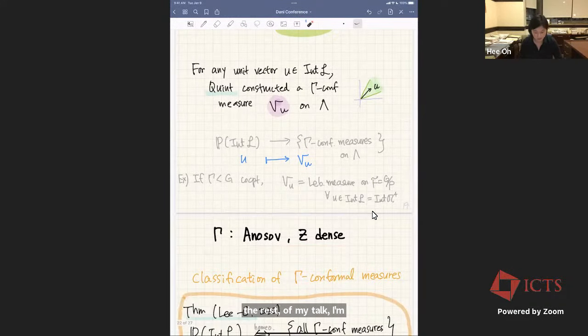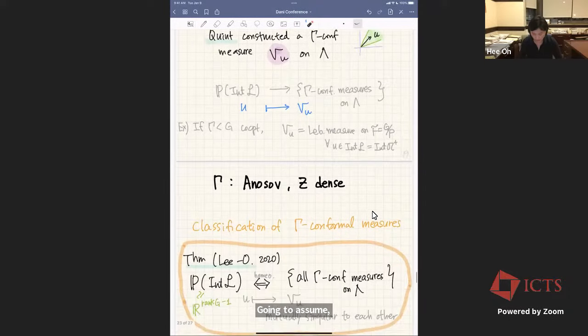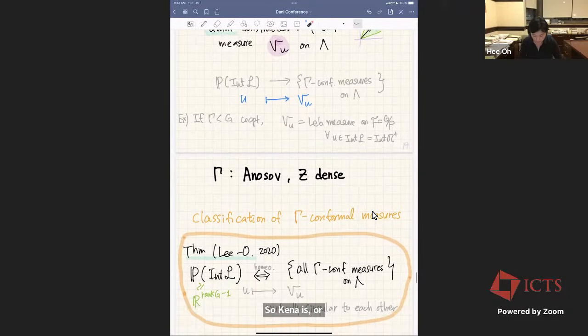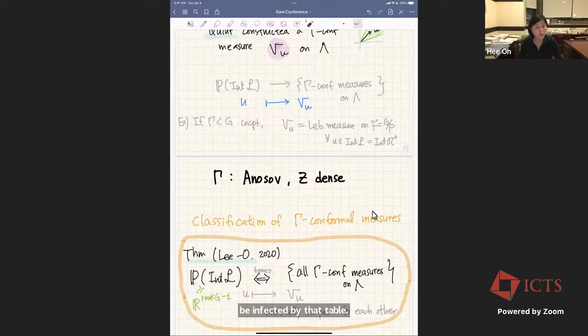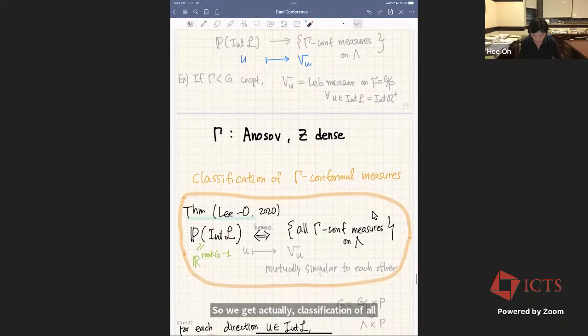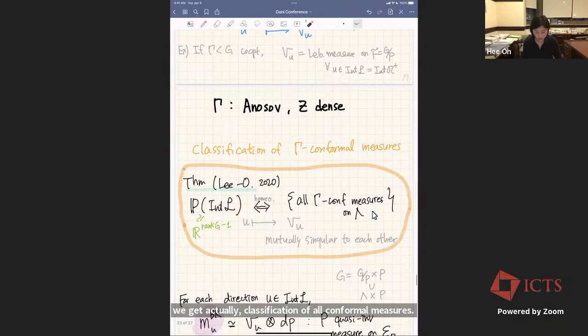From now on, for the rest of my talk, I'm going to assume gamma is Anosov and Zariski dense. In the case gamma is Anosov, this map, U goes to the conformal measure corresponding to U, turns out to be bijective. So we get a classification of all conformal measures. This was proved with Minju Lee in 2020. Again, for every direction in the interior of L, we have one gamma conformal measure, but what we proved is that in the Anosov case, it is a bijection.